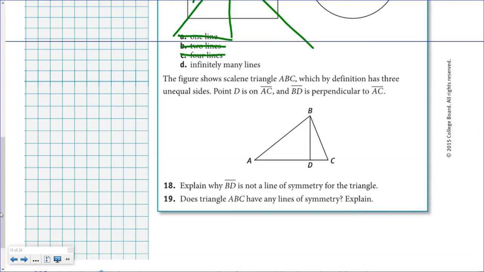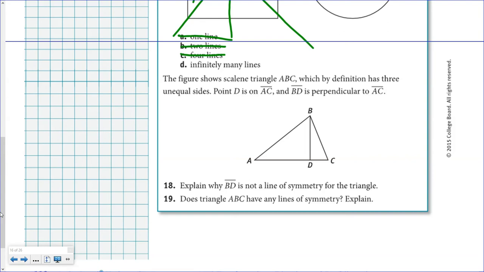Does the triangle have any lines of symmetry? No. Since the triangle is scalene, none of the sides are going to be the same length. So when you're looking at the reflection, never are you going to have a side that matches up with another one because they're all different lengths. So it does not have any lines of symmetry.